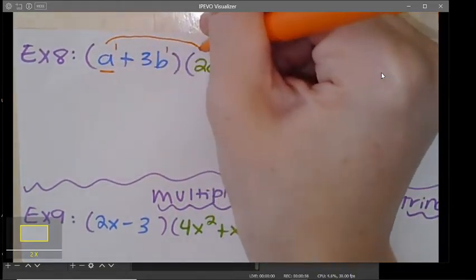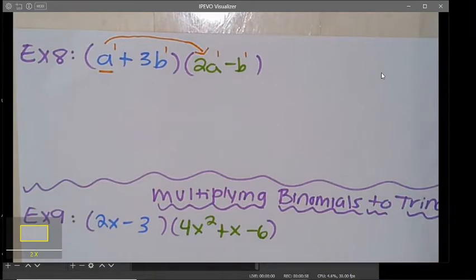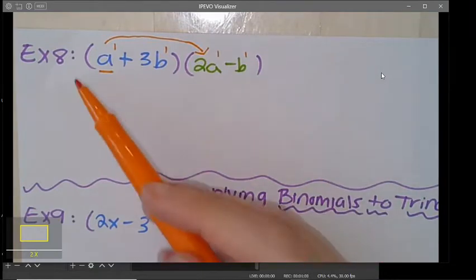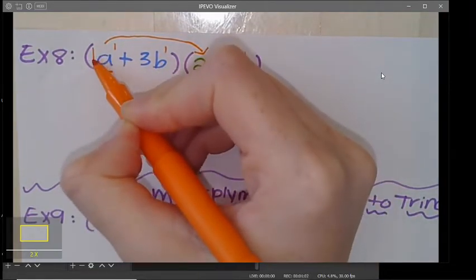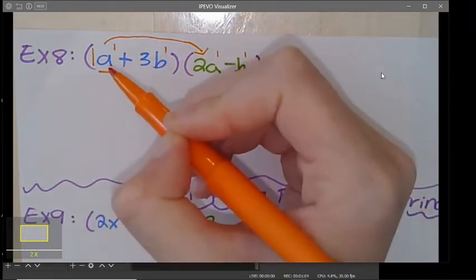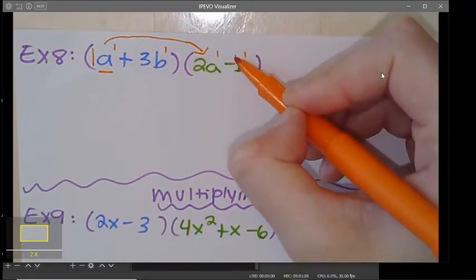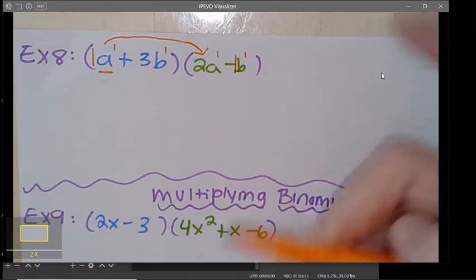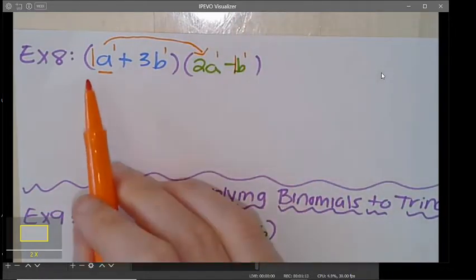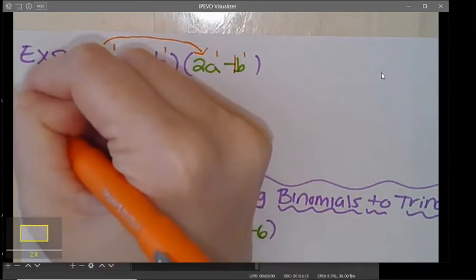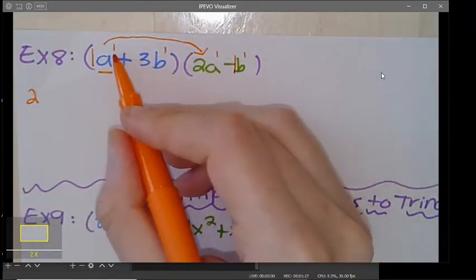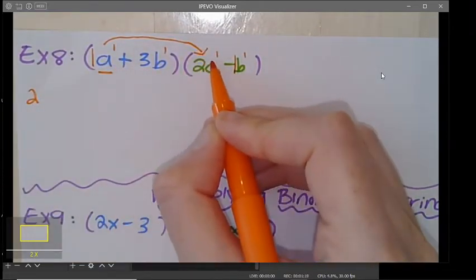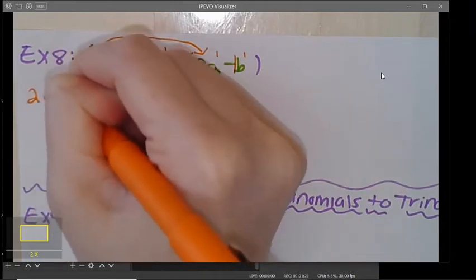So A times 2A, and again, if you don't see a number in front of a variable, there's also secretly a 1. So there's a 1 in front of my A. There's also secretly a negative 1 in front of this B. So just be careful. Okay, so 1 times 2 gives me 2. A times A, well, 1 plus 1 gives me 2. So this would be A squared.